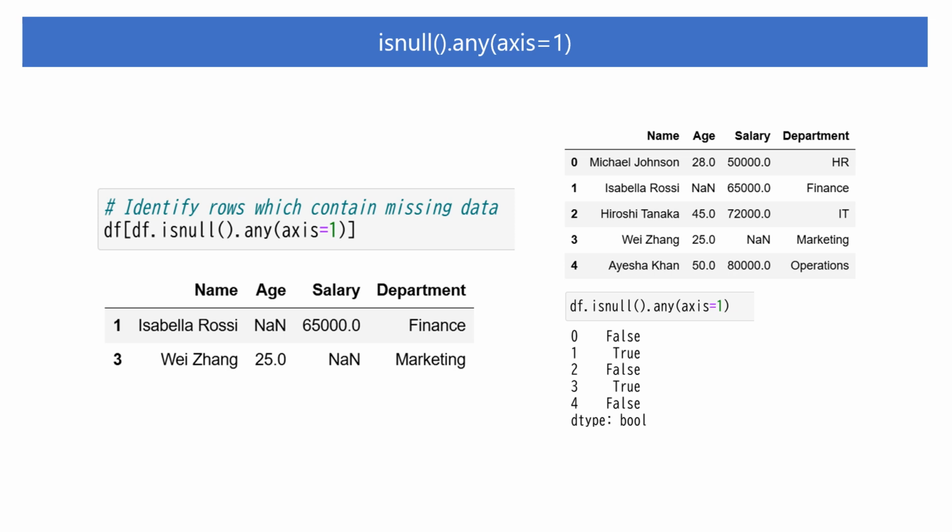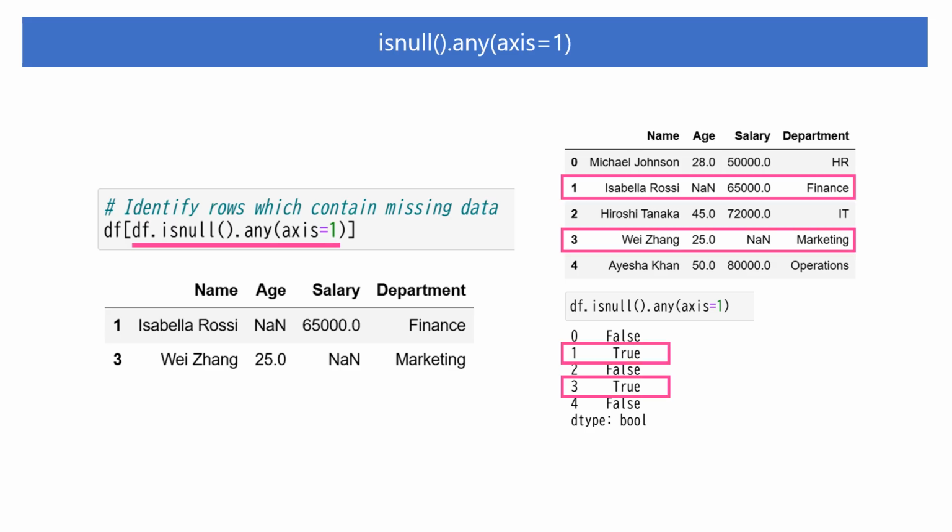Let's go back to the original code. This code represents the data frame with the brackets containing the part of isnull combined with the any method. Only rows that return True by this underlined code will be selected. This code displays only rows with index 1 and index 3. Thus, only rows that contain at least one missing value will be displayed.